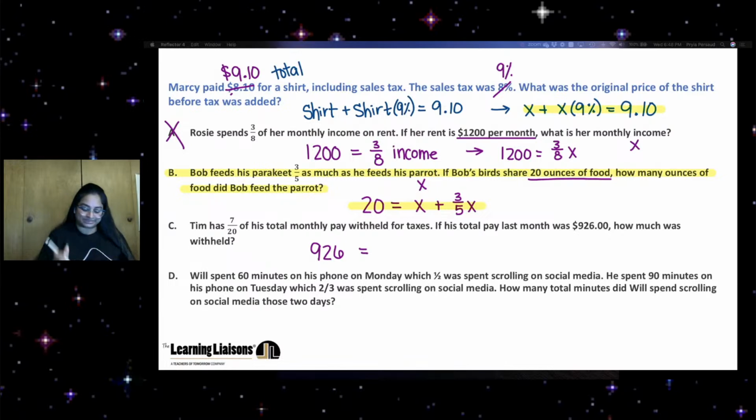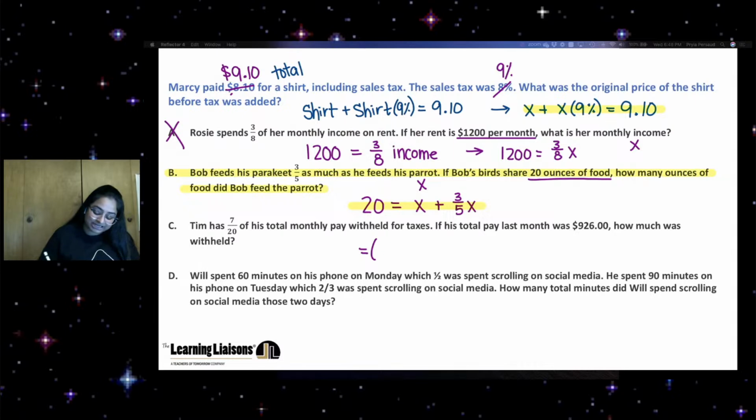That's not how we write this one. I know, tricky. I tried to lie to you guys. 926 is not our total. It's our total from last month. And what do they do with how much he makes? They do 7/20 of that to keep for themselves.